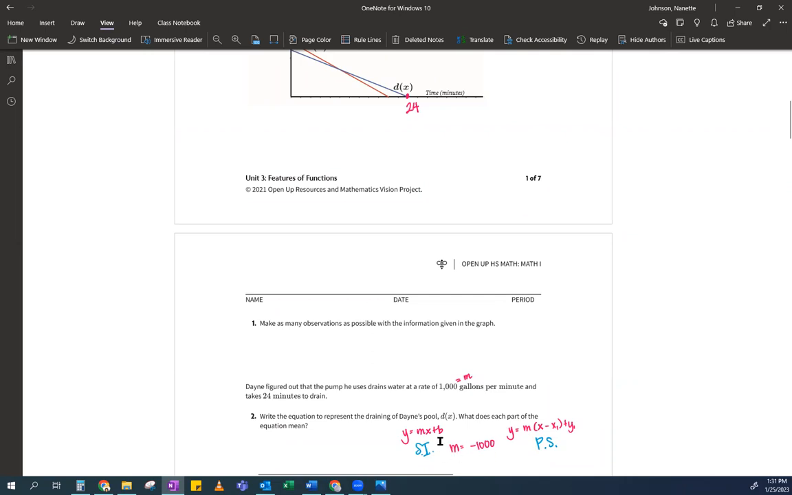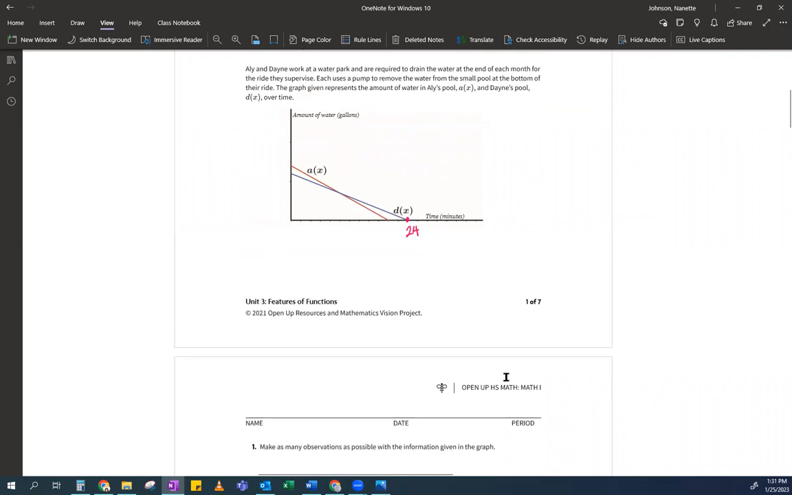What does B mean? What does B represent? Yeah, it's the y-intercept. Did they give you the y-intercept? Look, did they give you the y-intercept?